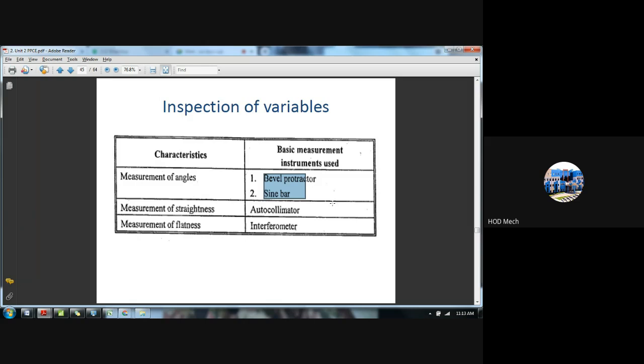If you are having that in mind, then you can easily predict and you can easily correlate what you will be doing.